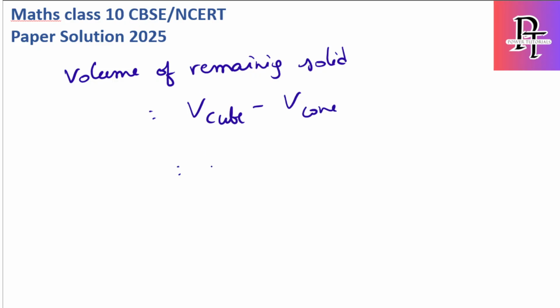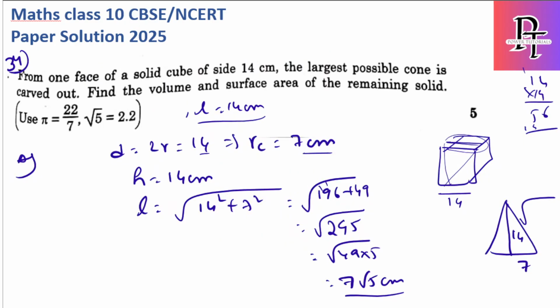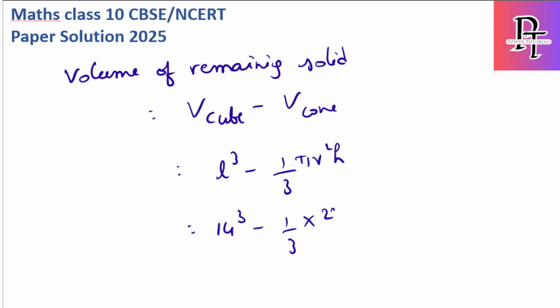So what is the volume of the remaining part? Cube volume L cube minus the volume of the cone, which is 1 by 3 pi r square h. That is 14 cube minus 1 by 3 into pi. They mentioned we can use any pi value, so let's use 22 by 7. Into r squared, r is 7, so 7 into 7 into h, which is 14.